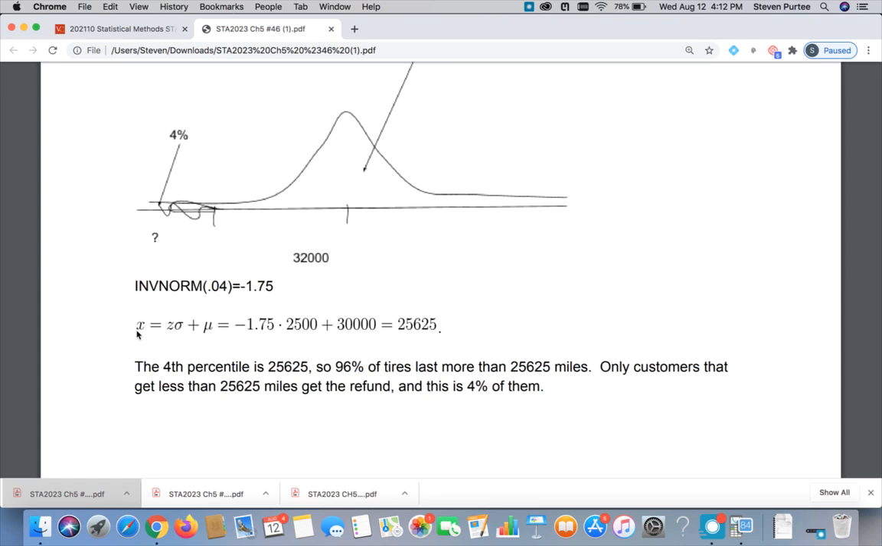So we use this formula, x equals z sigma plus mu. If you don't know what all the symbols stand for, you're going to have a really bad time here. We get this number, 25,625. So that's the 4th percentile. 96% of tires last more than that. So only customers that get less than that will get the refund. And that's the bottom 4%.